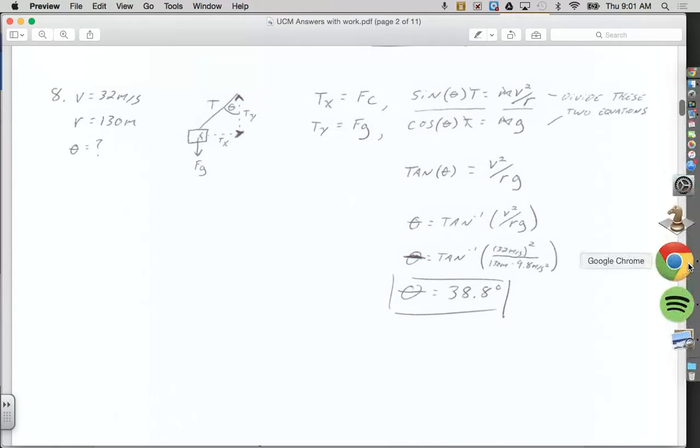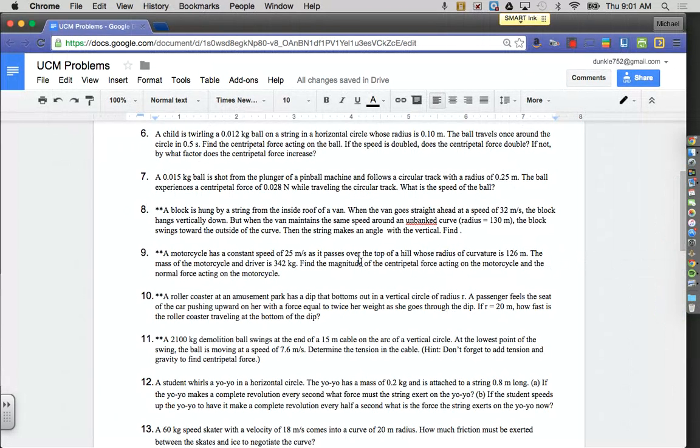Number 8, which is a starred problem, a little bit more challenging. There's a block and it's hung from a string inside the roof of a van. The van's going straight ahead at a speed of 32 meters per second, and the block just hangs vertically downward. But if the van maintains that same speed but goes around a turn, which has a radius of 130 meters, the block swings toward the outside of the curve. Then the string makes an angle with the vertical. We're going to find that angle.